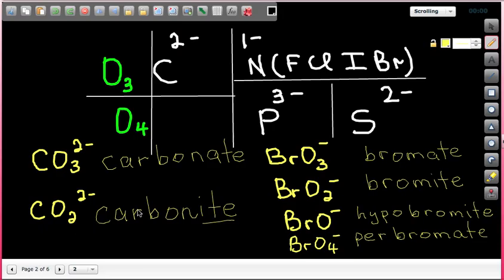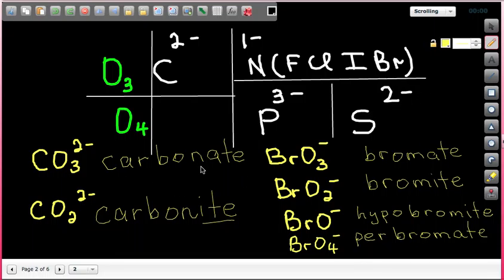Let's go through an example here using bromine. So bromine combining with O3 gives you bromate. Drop an oxygen gives you bromite. Drop 2 oxygen from the -ate, you get hypobromite. And if you add an oxygen, you get perbromate. So it is very important to be able to develop the formulas and the names using this rule that I explained in some detail in naming ionic compounds, and a little bit of a review here.